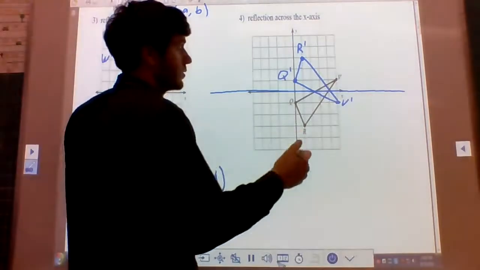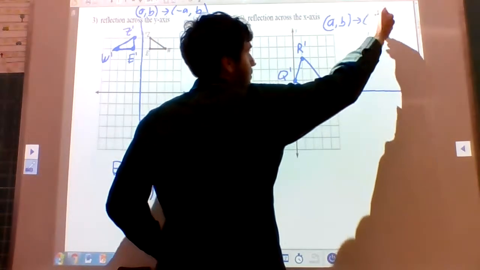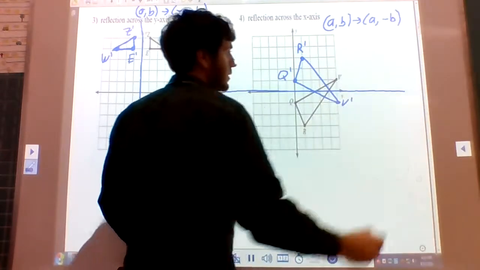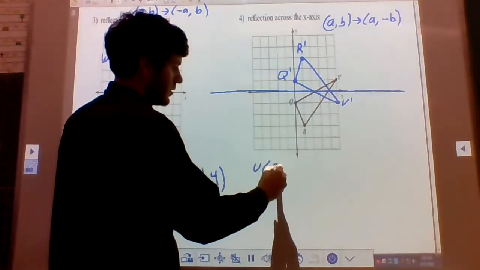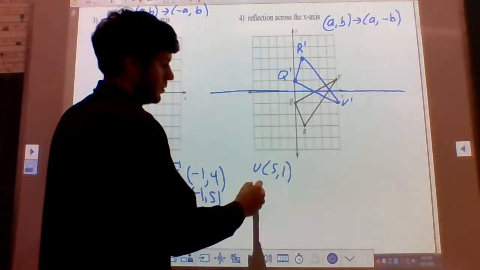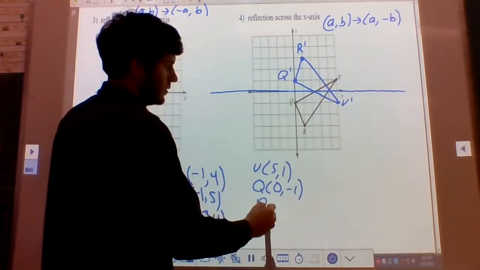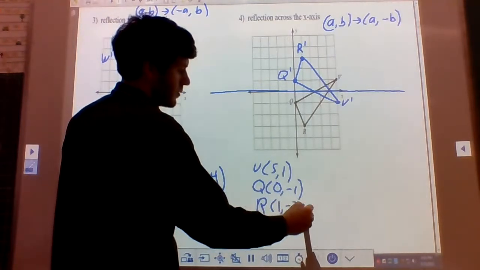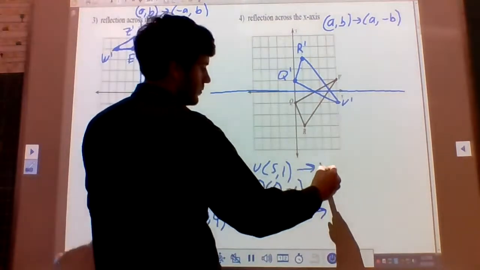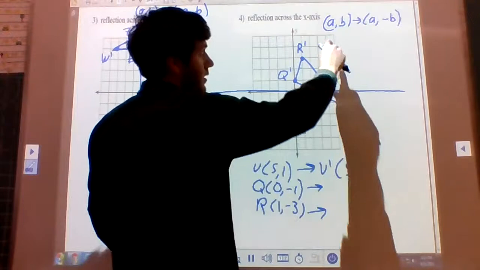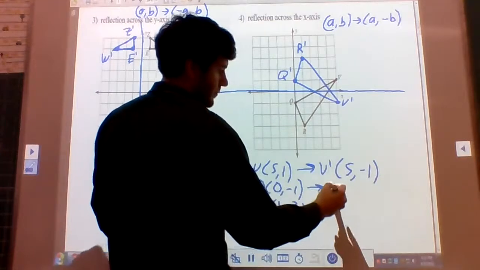The formula for reflecting over the x-axis is (a, b) maps to (a, negative b). Okay, then we can plot our points. So V is 5, 1. Q is 0, negative 1. And R is 1, negative 3. Okay, we use our formula. A stays the same, so V prime, we're going to have 5. A goes to A, and then B goes to negative B, so we switch the sign. So 5, negative 1.